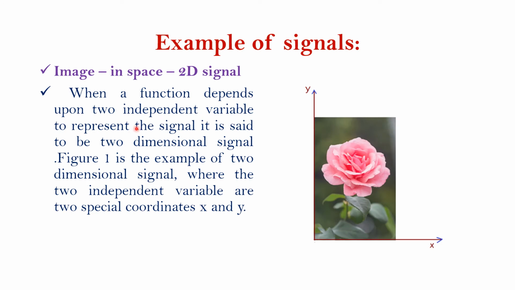First of all, we are going to see examples of signals. Image in space, that is a 2D signal. See, the image depends upon the x coordinate as well as the y coordinate. So there are two independent variables, x and y. So this is an image in two-dimensional space. The signal is otherwise known as a two-dimensional signal because it has the independent variables x and y.